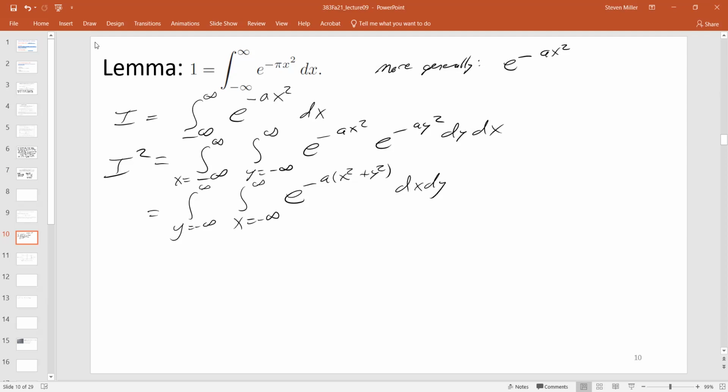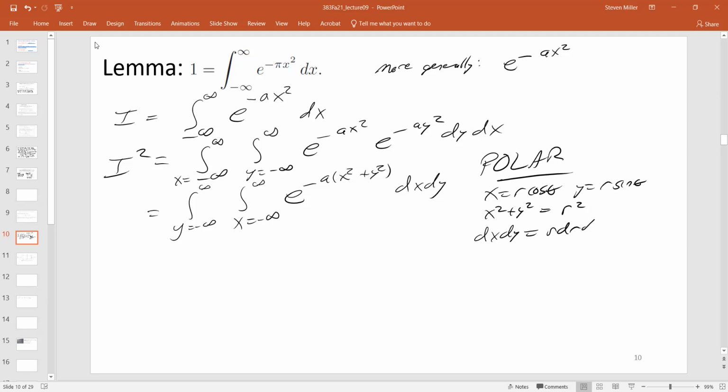So if you've never seen this before, change to polar, right? In multivariable calculus, if you have something that only depends on your distance from the origin, it's screaming at you, please use polar coordinates. So x is r cosine theta, y is r sine theta, x squared plus y squared is r squared, dx dy is r dr d theta, which you should really view as dr times r d theta.